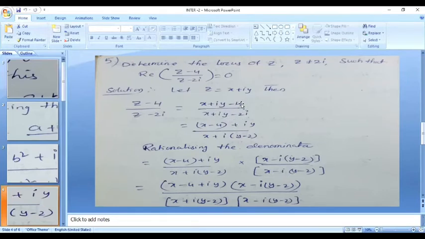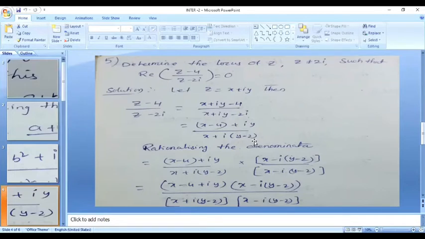Now the real part values are x minus 4, and iy is the imaginary part. So the numerator is x minus 4 plus iy. In the denominator, x is the real part, plus iy minus 2i. Both are i terms, so taking i common, y minus 2 is the imaginary part.